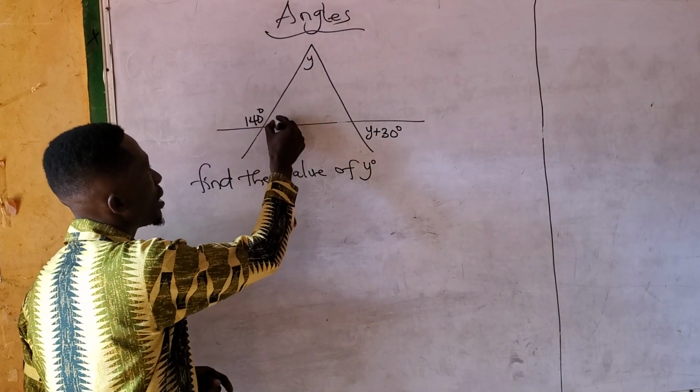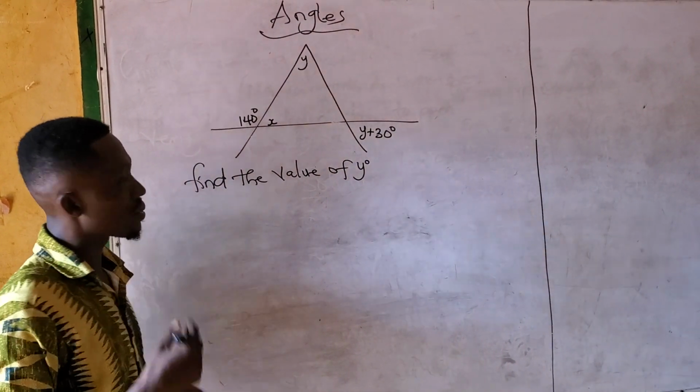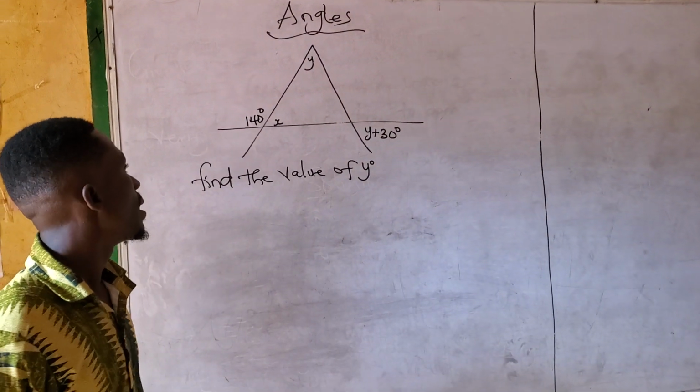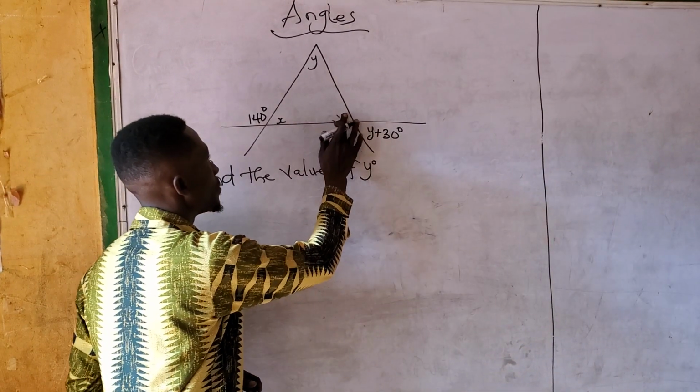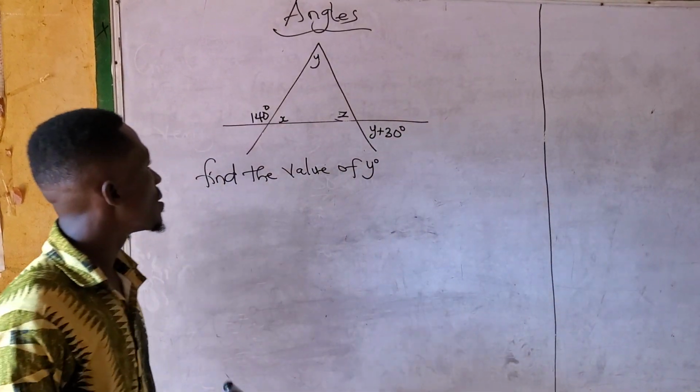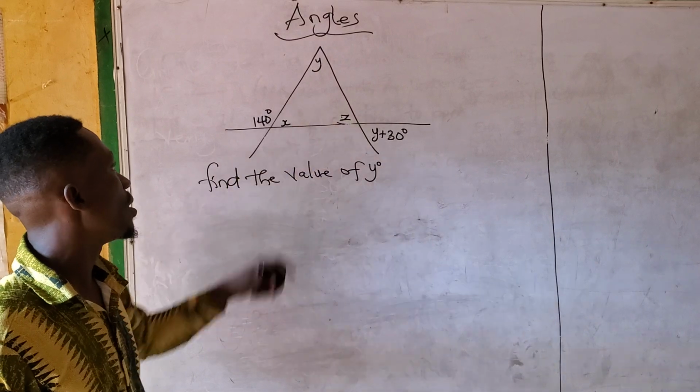So let's represent this angle by x. And then let's represent this angle by maybe z. So we have here to be z. Let's first solve for the value of this x.